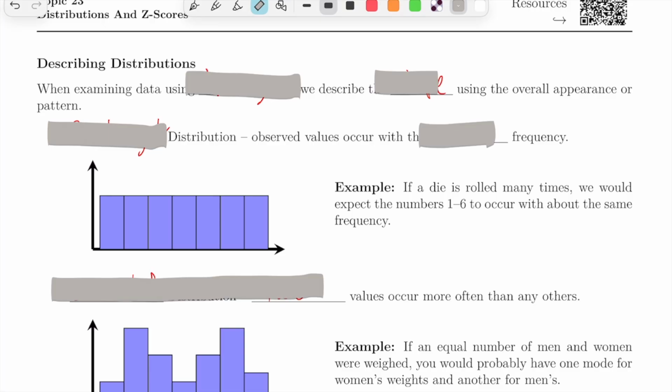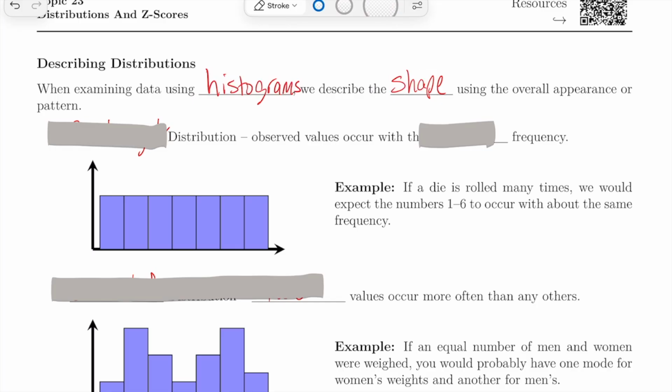Hello and welcome. Today we are going to be talking about distributions and z-scores. So, when examining data using histograms, we like to describe the shape of the overall pattern and what we see.